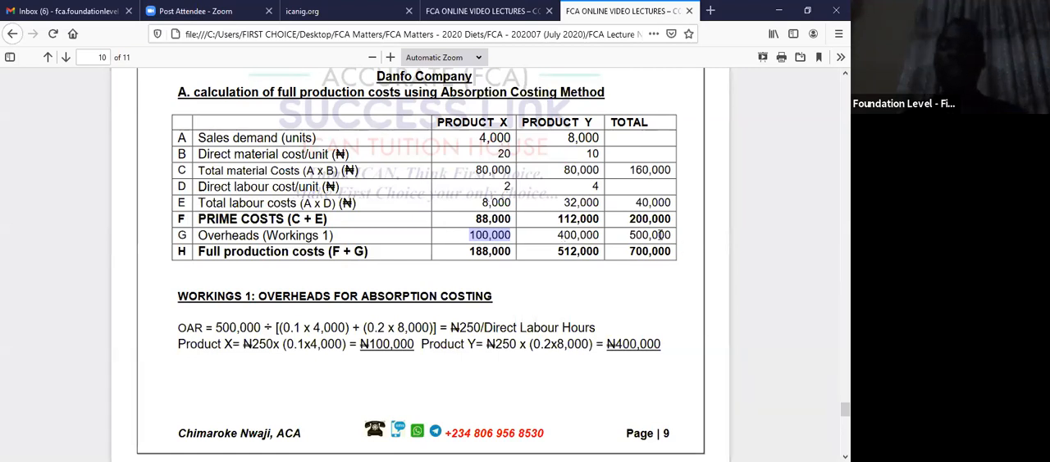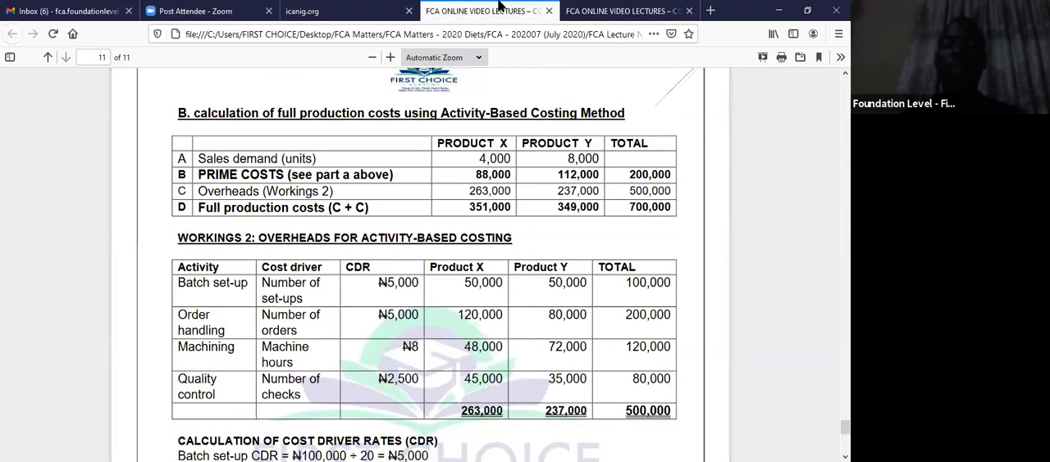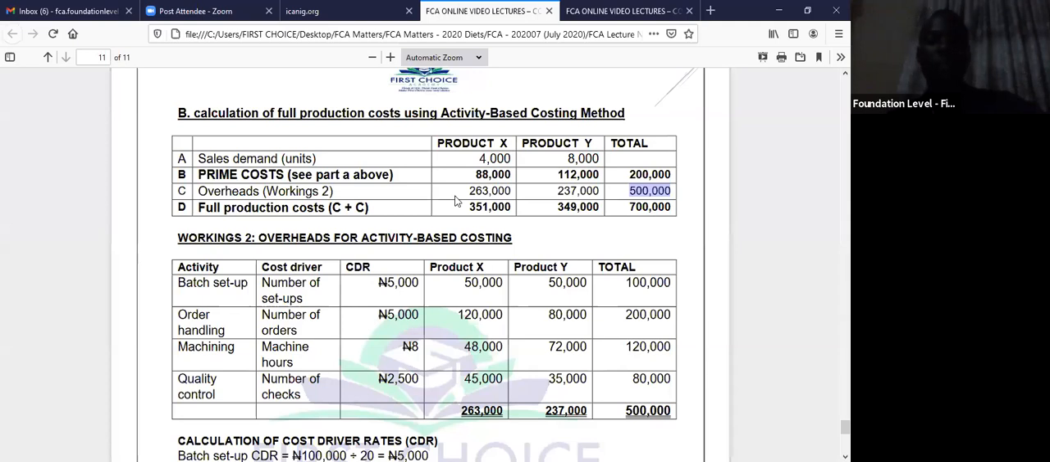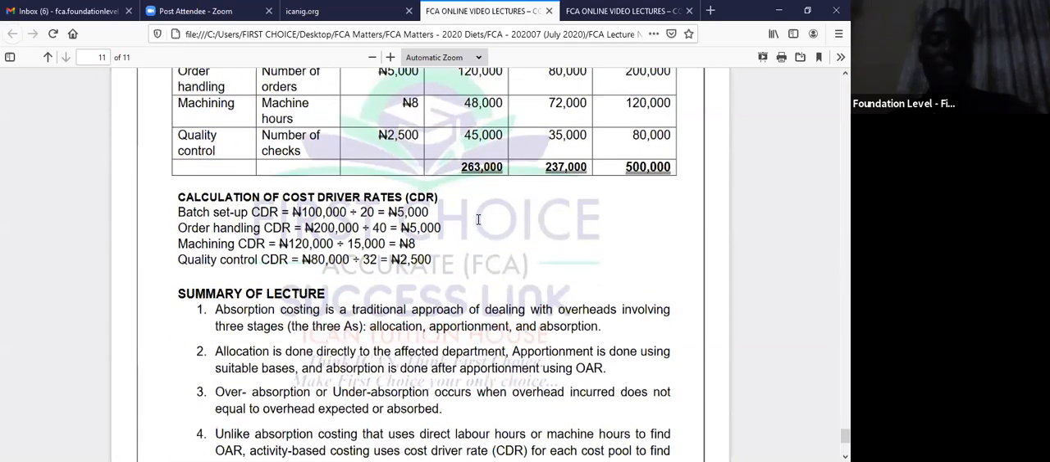But the thing is, the company is making 500,000 naira as overhead in absorption, and is also making 500,000 as overhead in activity-based costing. So you see, the total does not matter. What matters from our relevant costing is the individual product. Here was 263 and here is 237, compare it to 100 and 400. So you see the method for activity-based costing is different from absorption costing.